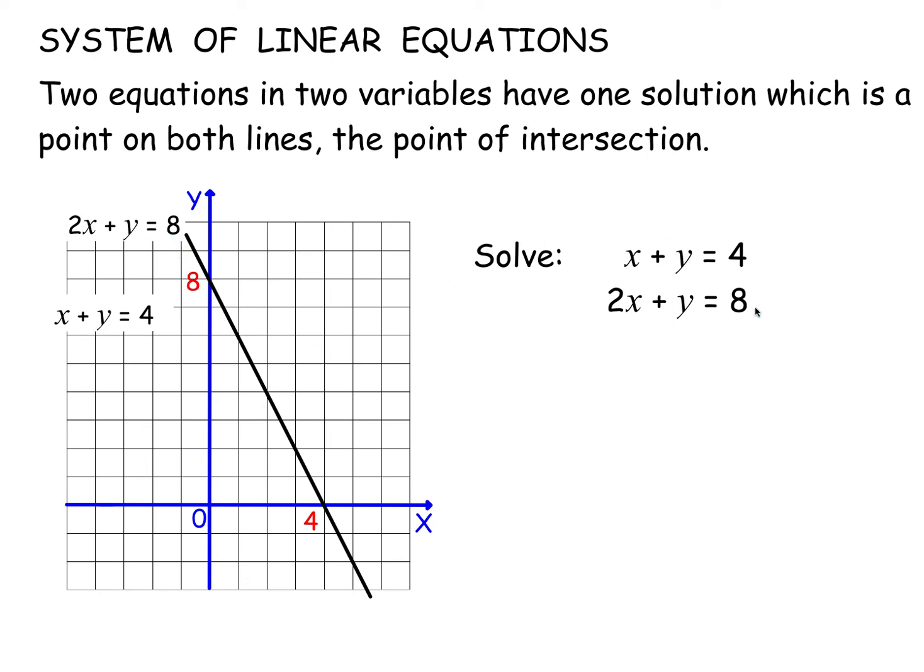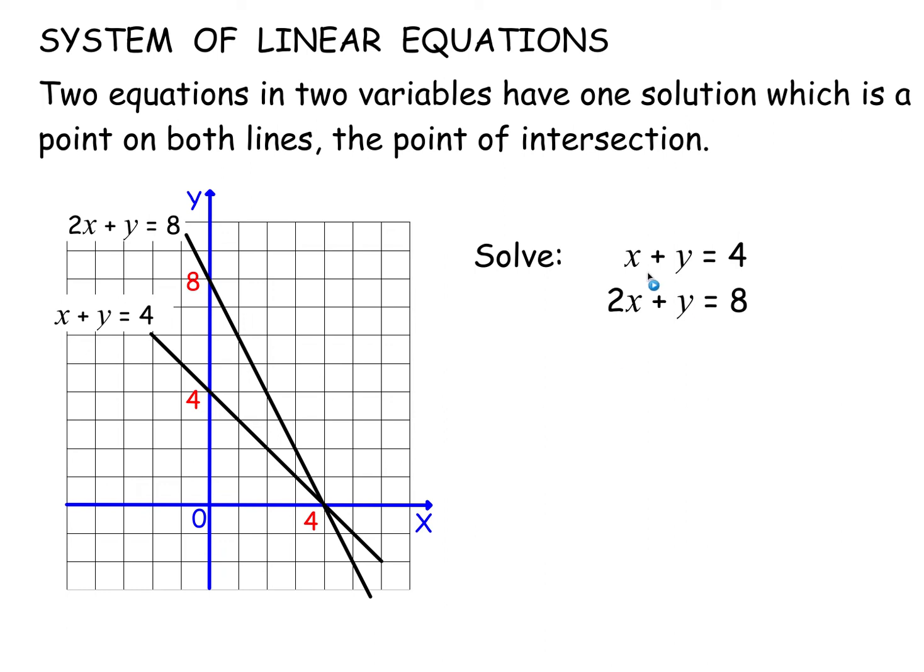The solution to the system of equations has to lie in both lines. It has to satisfy the first equation, so it has to lie in the first line. And it has to satisfy the second equation, so it has to lie in the second line. And there's only one point that does that, and it's the point of intersection, 4, 0. So 4, 0 is the one point that lies in both lines.